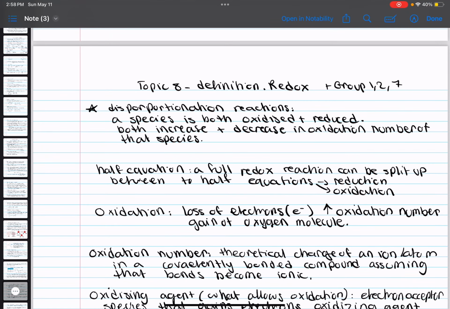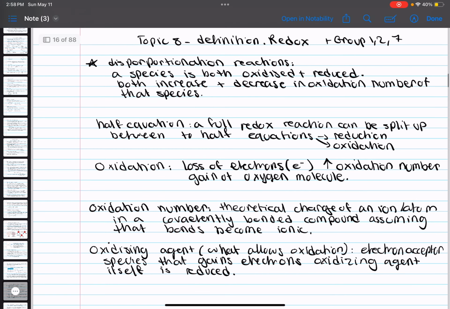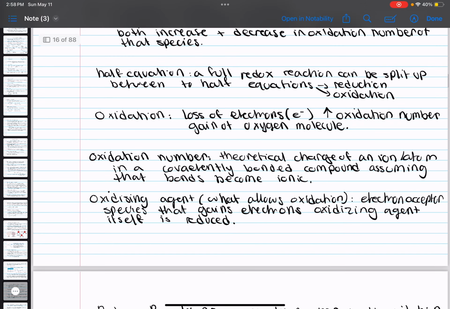Okay, so as an addition to definitions of redox, which is groups 1, 2, and 7, we have disproportionation reactions, which is where a species is both oxidized and reduced. So there is both an increase and a decrease in oxidation number of that species. We have half equations, which are a full redox split up.